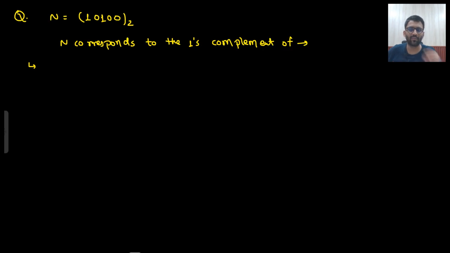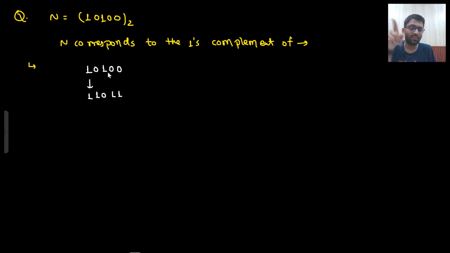Okay, let's solve a problem. Why did I take this problem? Now this number is given. N corresponds to the one's complement of what? So basically this number is one's complement of something, and I need to find which decimal number that is. Whether it is 1's complement, 2's complement or sign magnitude representation, this will always be the sign bit. So 1 will be as it is, the rest will all be complemented.